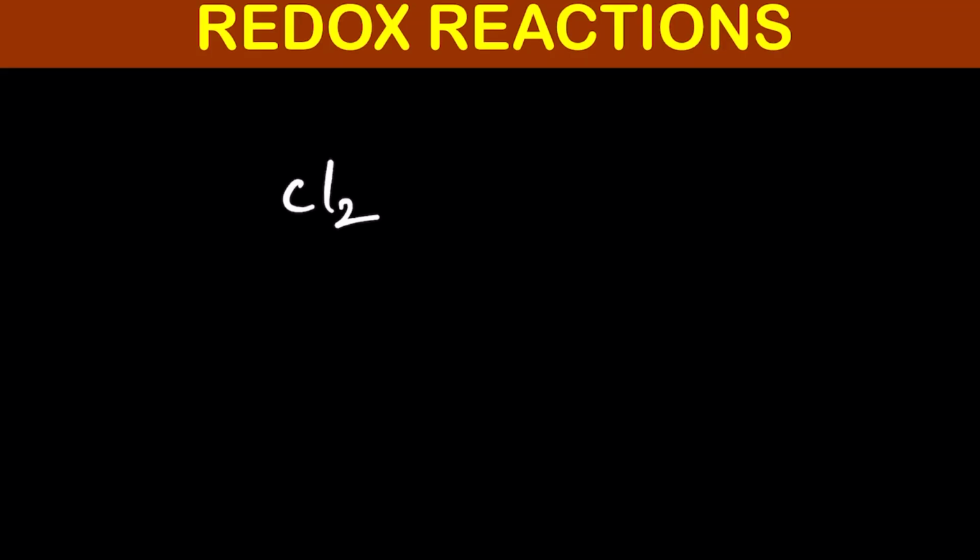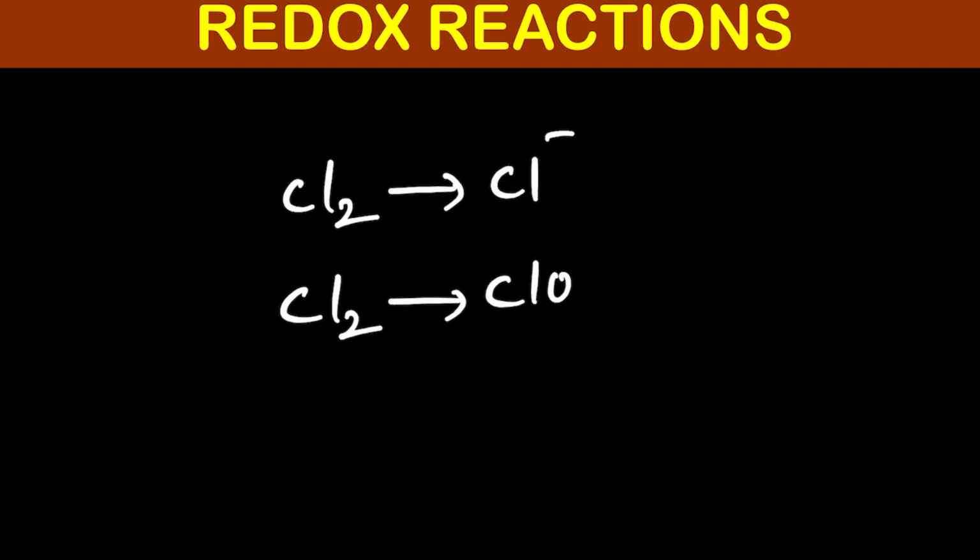So let us take this example and try to balance the equation in basic medium following the rules that we have already learnt in the previous episode. I'll split the reaction into two halves. One, Cl2 gives rise to Cl minus. The second, Cl2 gives rise to ClO3 minus. Let us balance the step 1 first.